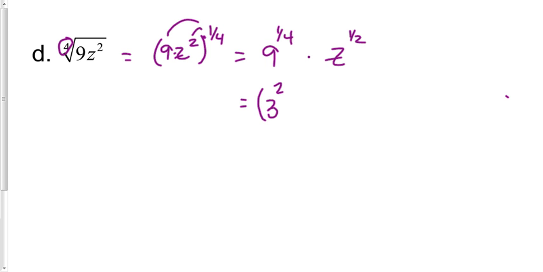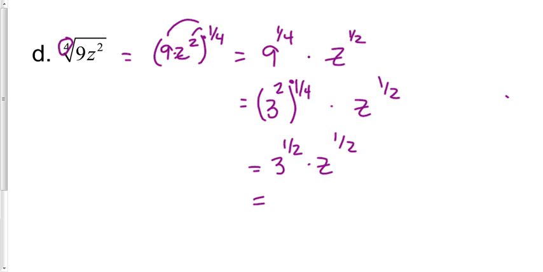3 squared to the 1/4 power times z to the 1/2 power. We'll just leave that one alone. Well, if I take 3 squared to the 1/4 power, again, I can multiply this power times the power here. And I actually get 3 to the 1/2 times z to the 1/2. Well, that's kind of cool because now they have matching powers, and I can rewrite it as 3z to the 1/2, or we could say it's just the square root of 3z.